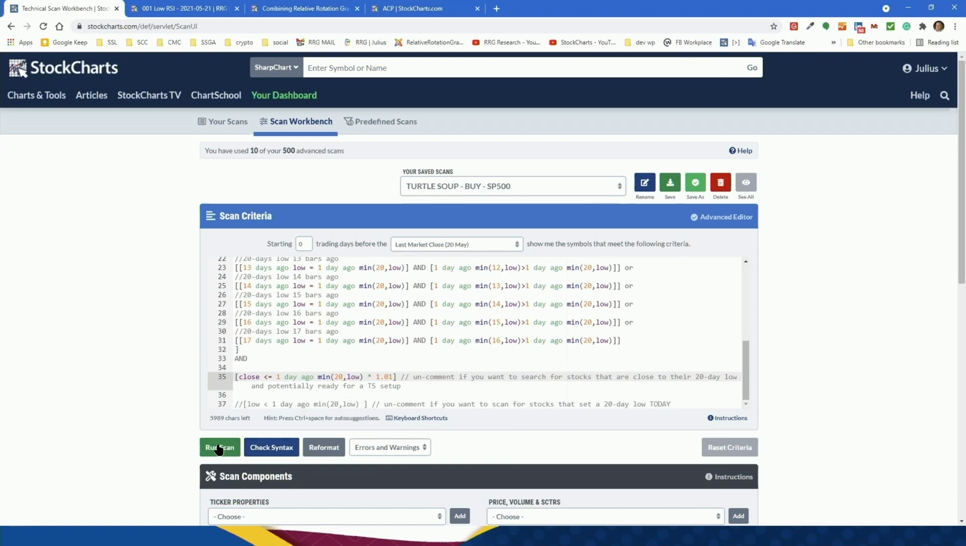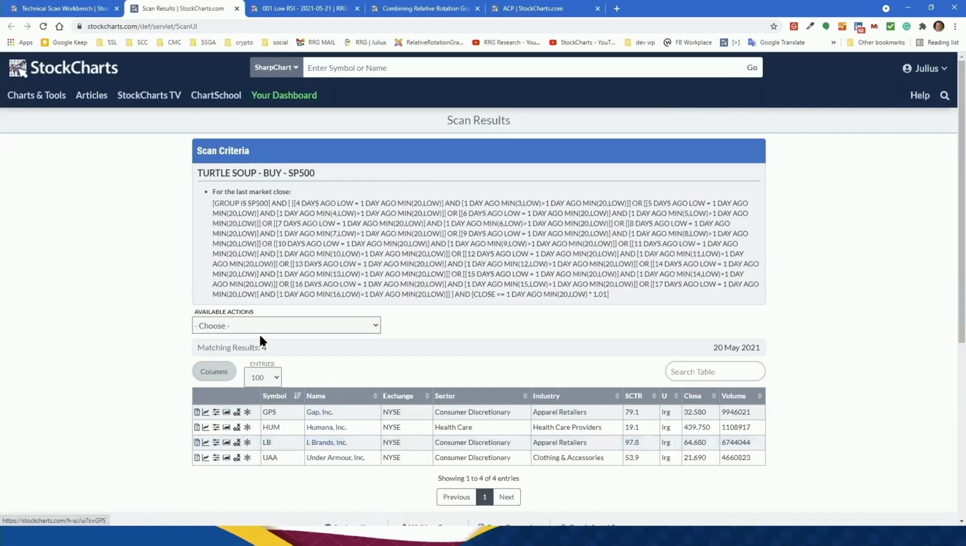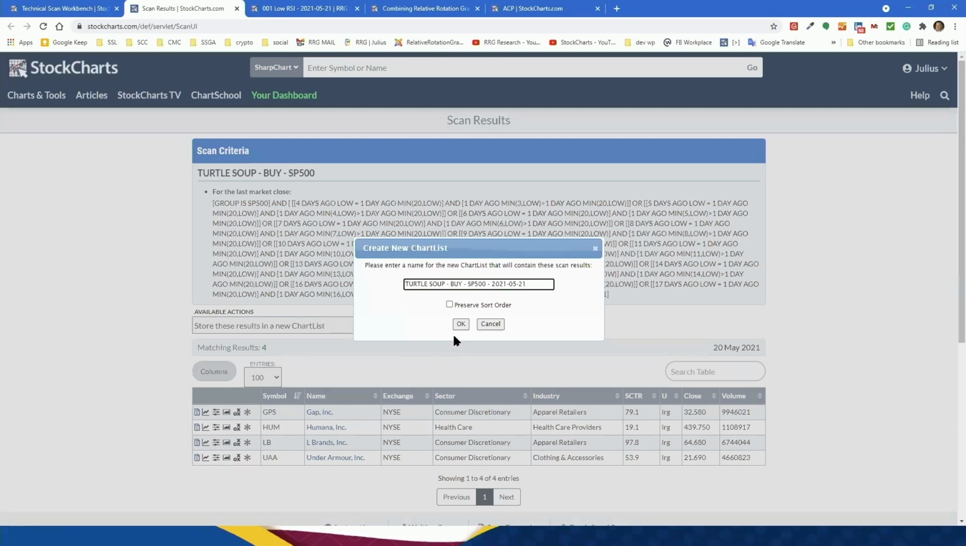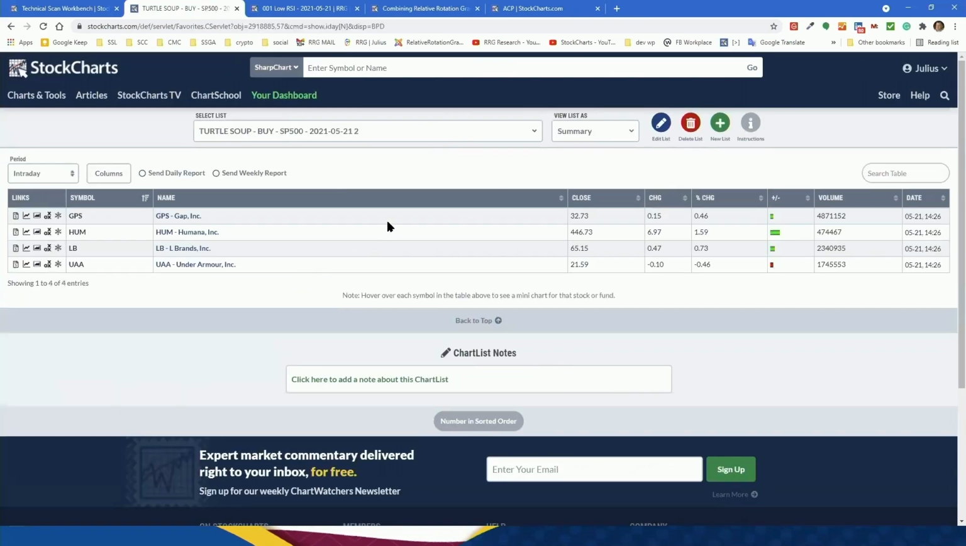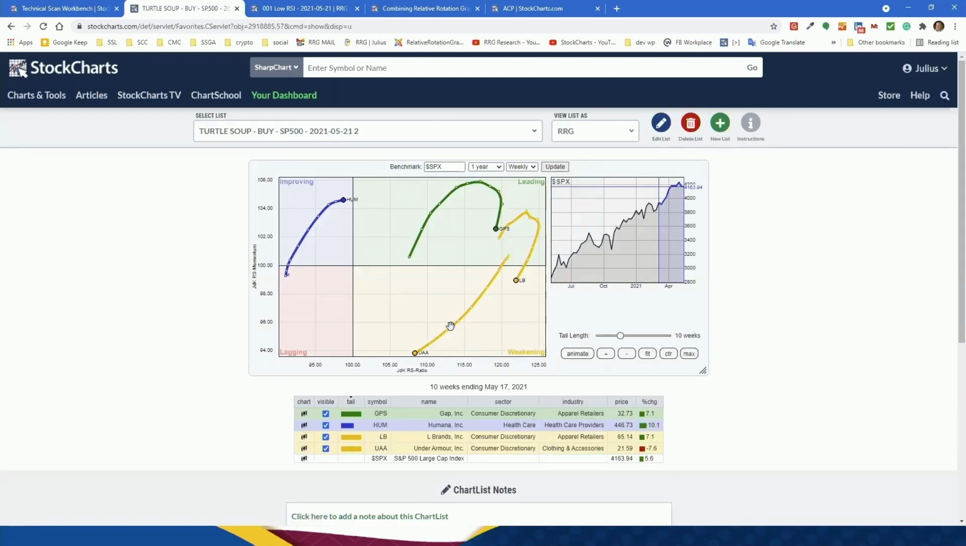Now again, if I run this scan, here are my results. So there's 4 results at yesterday's close. And again, I store them in a new chart list. Here's my chart list. And I view it as an RRG. And here I can see, and now it's getting interesting, I have stocks that are hitting or close to a trend-ending characteristic according to the turtle soup strategy. And I've got the RRG that shows you the relative trends. And HUM definitely looks interesting.